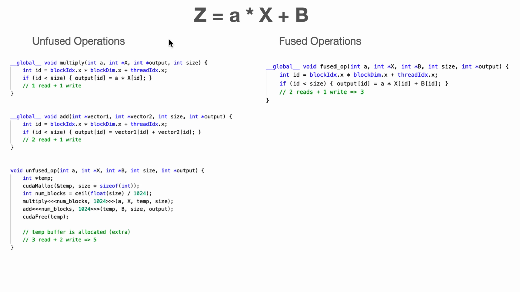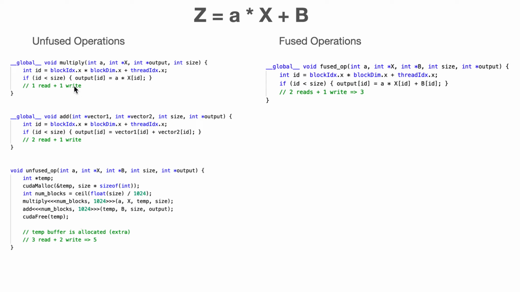Let's try to see some code. In the unfused case, we are simply having these two kernels. One is doing the constant multiplication with a vector. Each thread is going to read a single element from X and A, do the computation, and then store the results back into the global memory. And then we have this second kernel called add, in which each thread is going to read a single element from these two vectors, do the computation, and then store back the results.